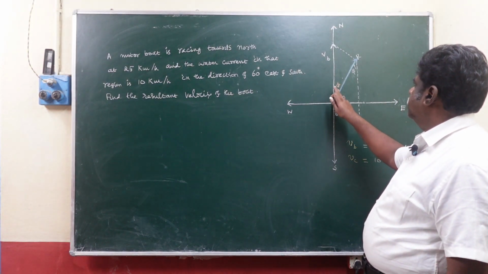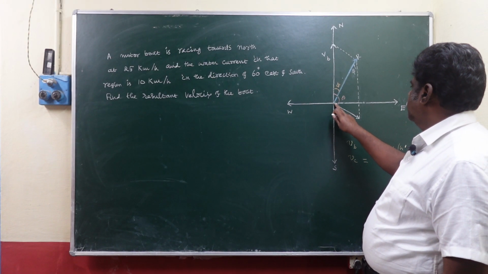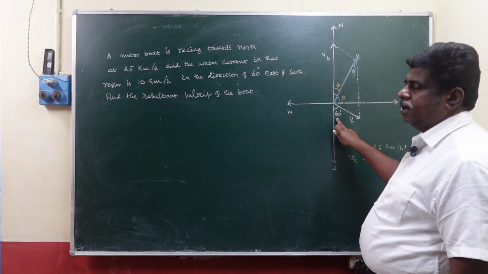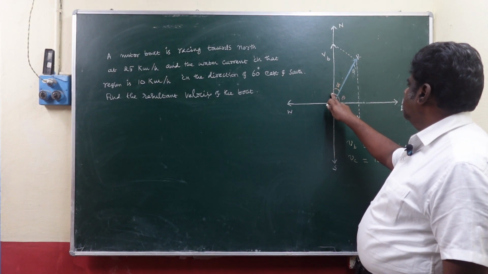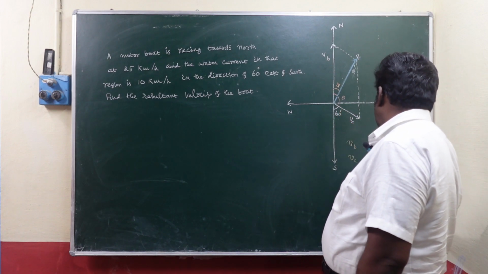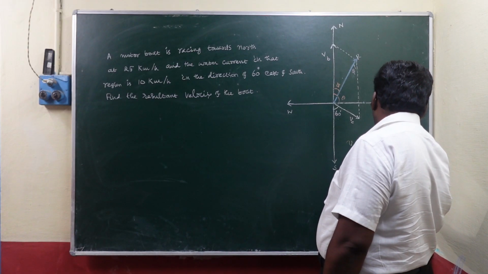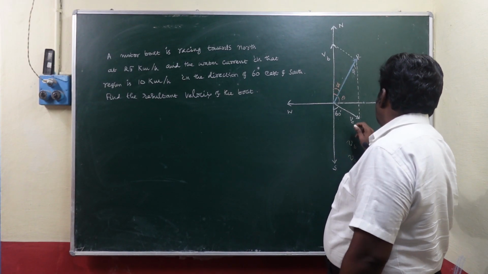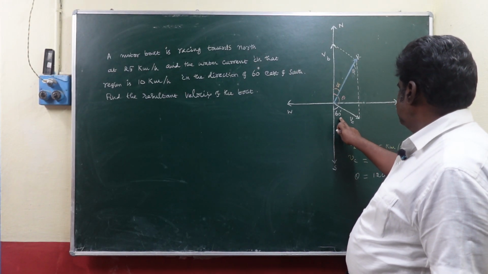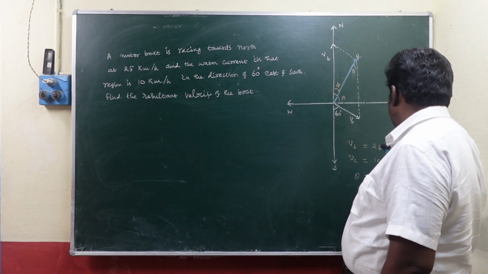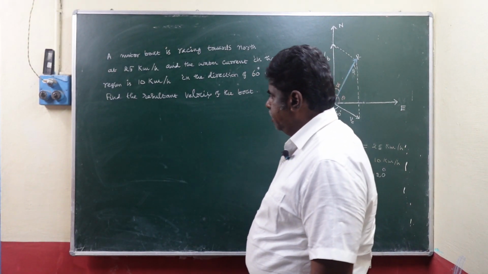Here, the angle between north and south is 180 degree. Then the direction of current makes an angle 60 degree with the south. Therefore, the angle between VB and VC is theta equal to 120 degree, because angle between north and south is 180 degree. 180 minus 60 is 120. Now we have to use parallelogram method of addition.